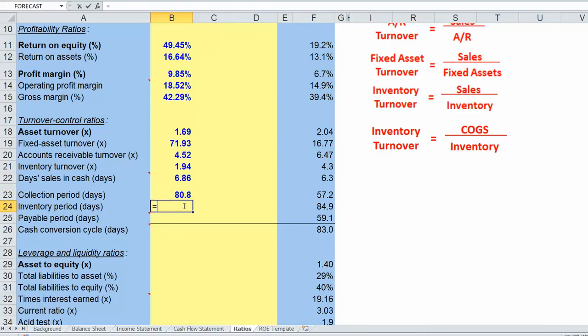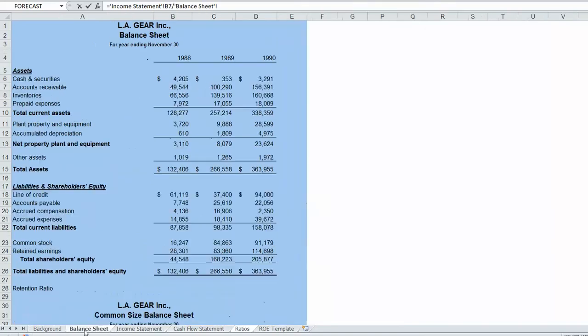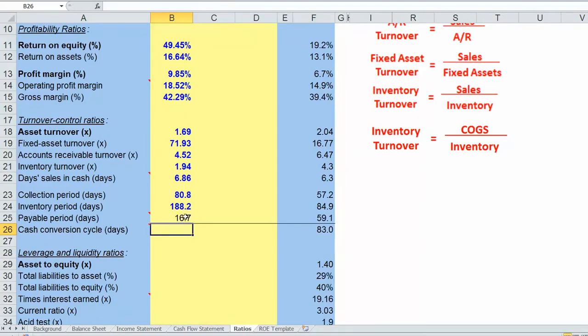Inventory period, likewise, we're going to take our 365 days and divide it by our inventory turnover. Our inventory is turning over roughly twice a year, which means out of 365 days, it's turning over about every 180 days, or half a year. Our payable period days, again, we would calculate the same way. First thing we could do is calculate a payable turnover, which would be, we'll go to our income statement, and we're going to take our cost of goods sold and divide it by accounts payable. That would be our payable turnover. And again, we simply take 365 and divide it by that amount.